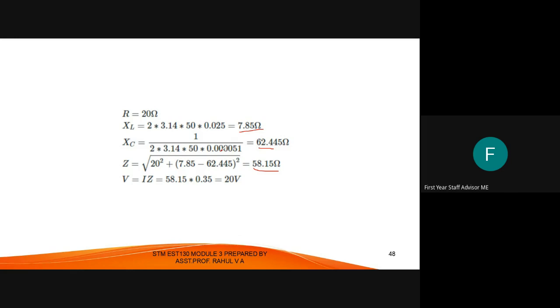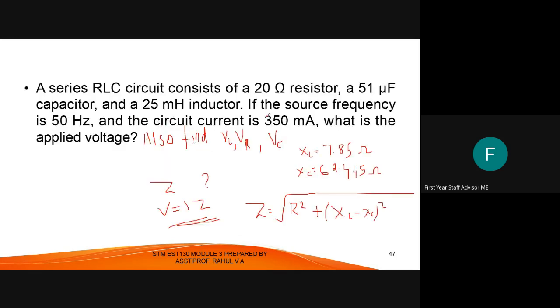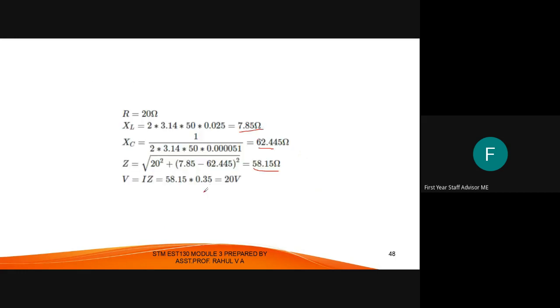Okay, then calculate V is equal to I into Z. The current is given as 350 milliampere, that is nothing but 0.35 ampere. So you can multiply 0.35 ampere with 58.15 and you will get the voltage.